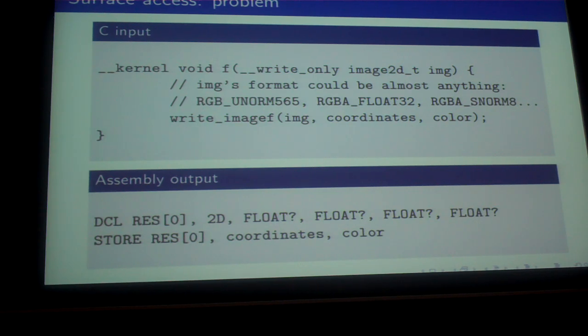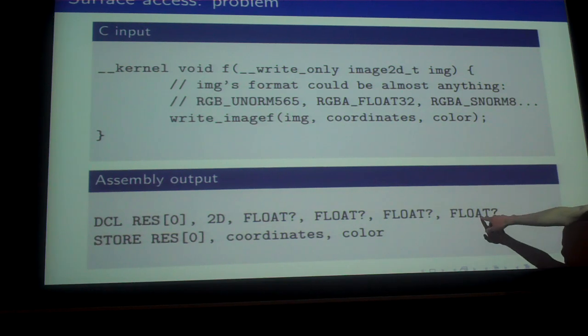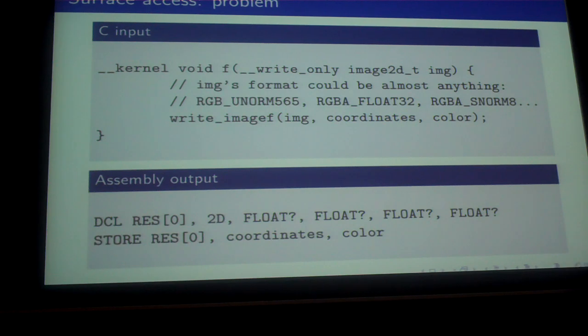Another problem was that in OpenCL you have no way to know what the format of an image object is until the program is bound to a certain image object. So, for example, in this case, it could be any format that translates to a floating point. So the current resource declaration syntax we have is not really appropriate for OpenCL, because we don't know if they are really stored as floats or something else.